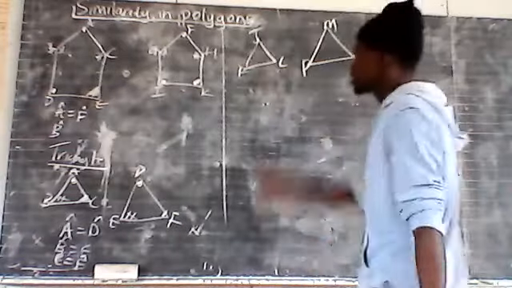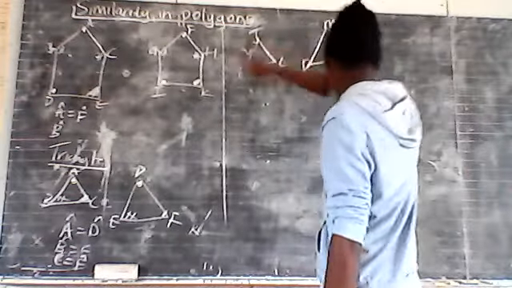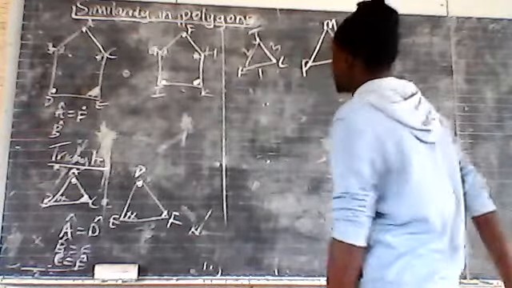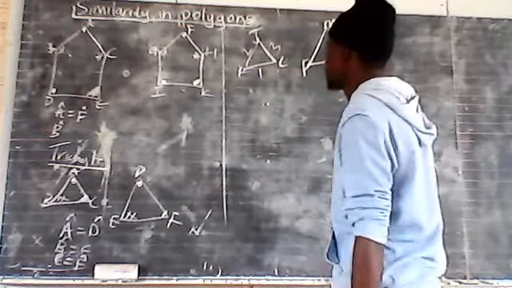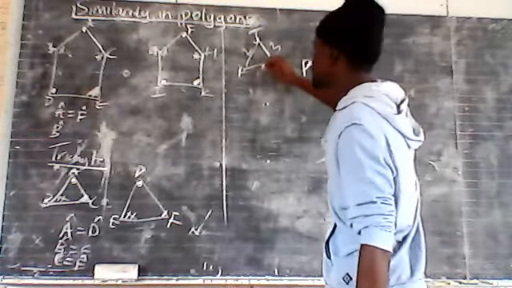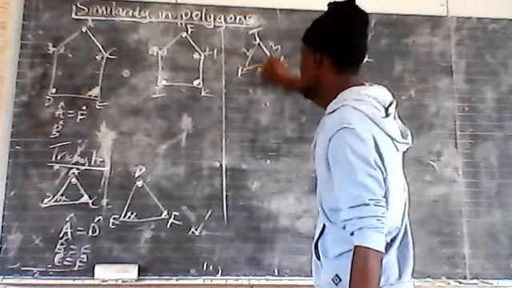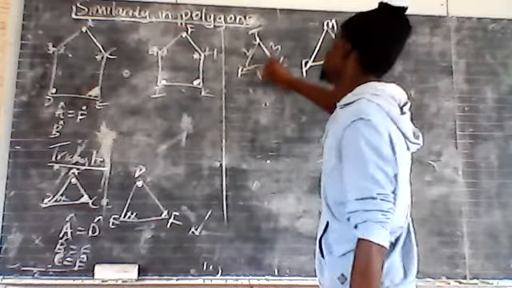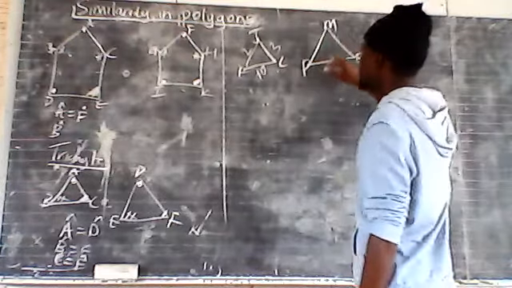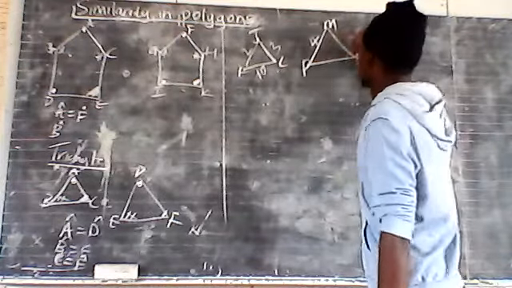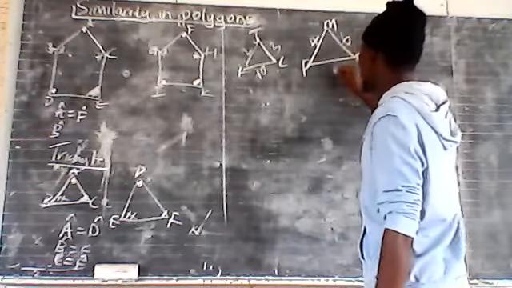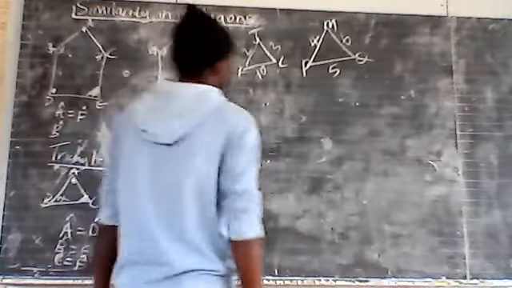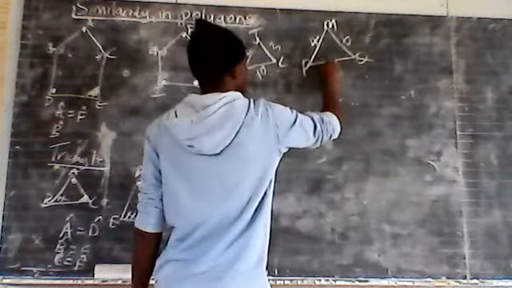If the length of JK is maybe 2, and this side is 3, and this side is 10, so that in the other triangle I have 4 and 6, and maybe 20.